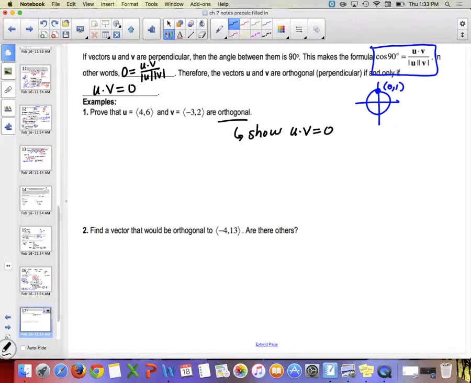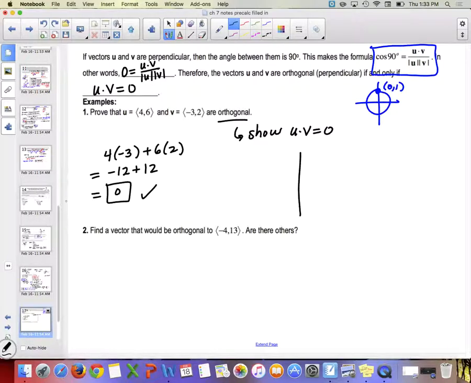So u dot v is going to be 4 times -3 plus 6 times 2, right? The x components multiplied, added to the y components multiplied. So we get -12 plus 12, which is 0. So yes, those two vectors would be orthogonal or perpendicular.